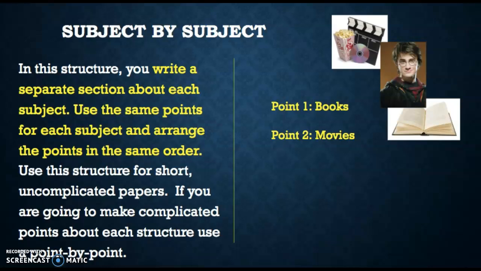So you use the same points for each subject and arrange the points in the same order. These are the most common for those short, uncomplicated papers. But if you're going to make complicated points about each structure, then use a point-by-point method. Those are the best to use for this.